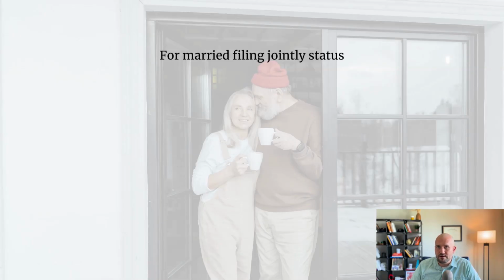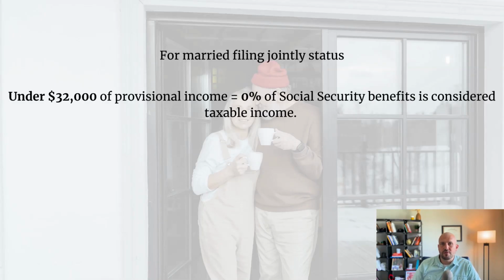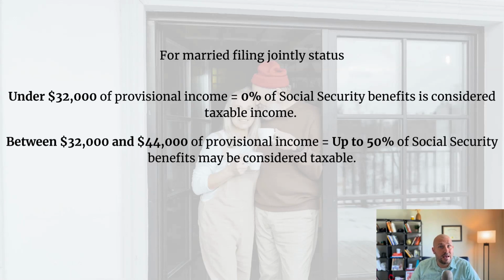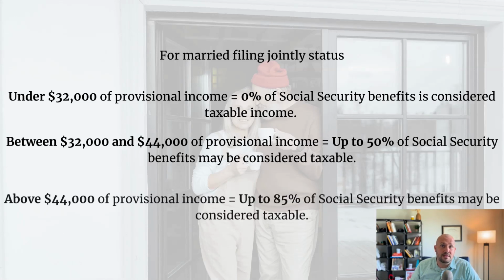For couples who are married filing jointly, that first threshold is $32,000. Any provisional income below that $32,000, no tax on Social Security benefits. The next threshold is $32,000 to $44,000. That's the 50% threshold. And then the final threshold is anything over $44,000. 85% of your benefits would be included in taxable income.